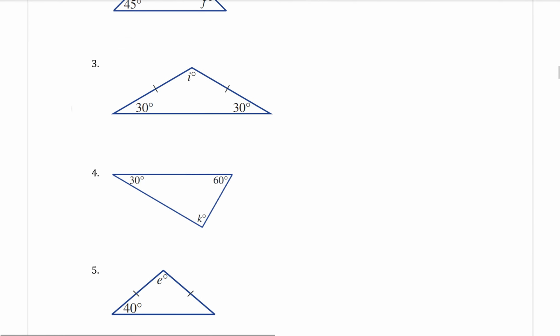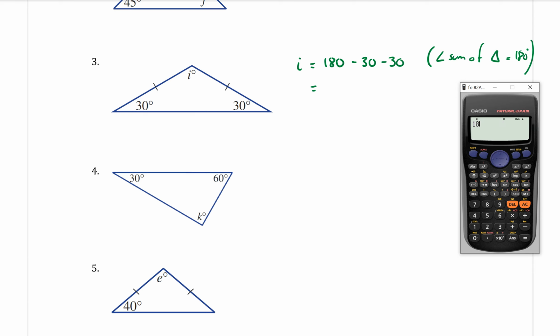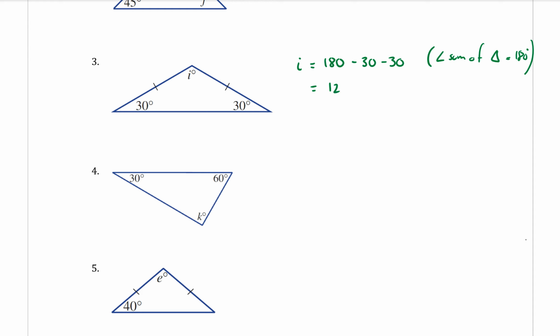In question 3, we actually have an isosceles triangle here, as we can see from these little lines, but that doesn't matter. We can still do the question the same way. To find I, because it's a triangle, the angle sum is 180 degrees. I subtract off the other two angles. Subtract 30, subtract 30. Write down the reason. Angle sum of triangle is equal to 180 degrees. Calculating 180 minus 30 minus 30 is equal to 120 degrees.